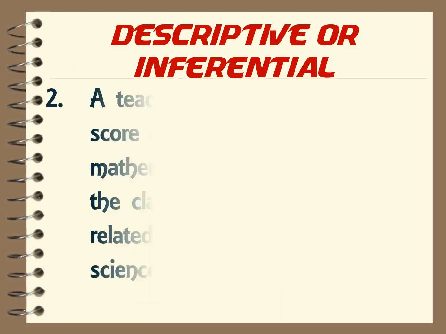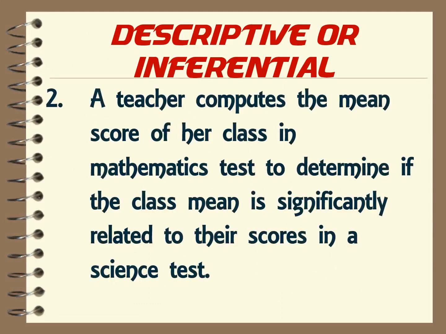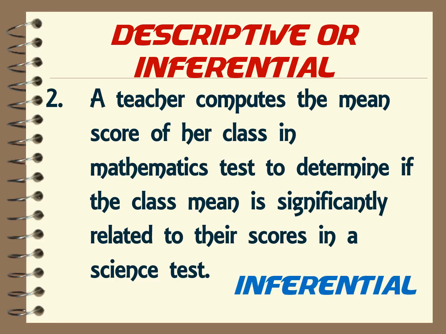Okay, let's have another example. A teacher computes the mean score of her class in a mathematics test to determine if the class mean is significantly related to their scores in a science test. So what do you think is the answer? Okay, this one is inferential statistics. Since you are computing the mean, by computing it you can determine whether their scores in math have a significant relationship with their scores in science, or if their scores in math will affect the scores in science. So, this one is inferential.